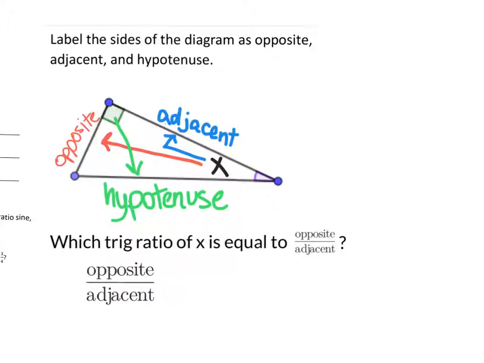We are given opposite over adjacent, and then we know that opposite over adjacent is equal to the tangent. However, we aren't done yet. We have to make sure that we include our reference angle. It's not just equal to the tangent, it's equal to the tangent of our reference angle, which in this example is x.